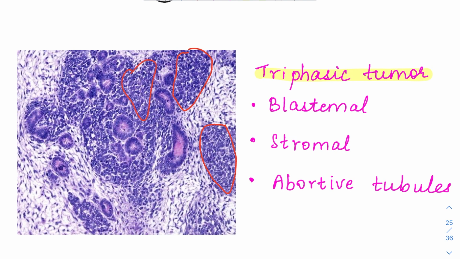So these are primitive cells. So they'll appear like blasts. So very small round blue cell tumor. So this is a small round blue cell tumor which has this blastemal appearance, primitive cells.